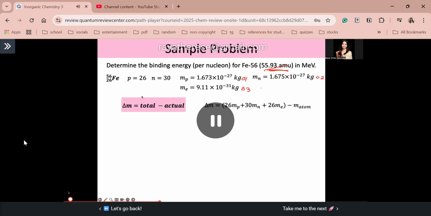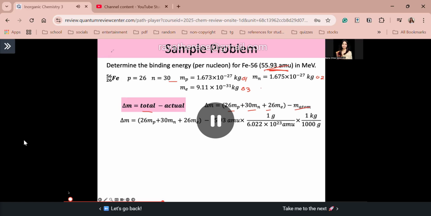So again, the mass defect is equal to the total mass of the individual particles minus the actual atomic mass of iron-56. Okay? So the total is the individual particles that you find in iron-56. So that's 26 protons times the mass of a proton, 30 neutrons times the mass of a neutron, plus 26 electrons times the mass of an electron. Okay? Minus the atomic mass, which is 55.93. Again, I took the electrons into account.